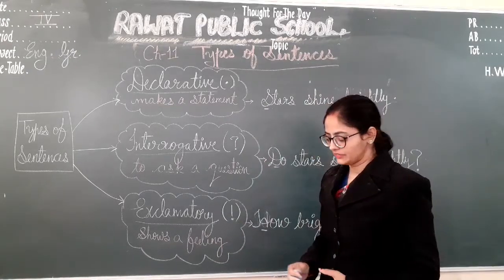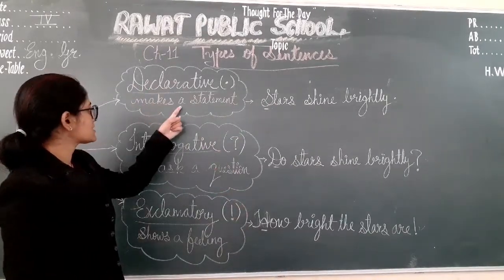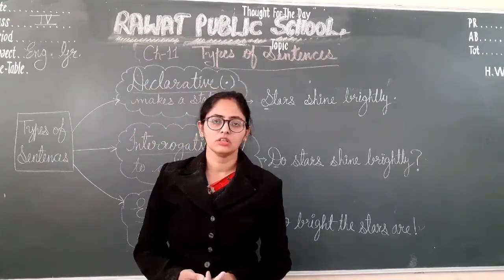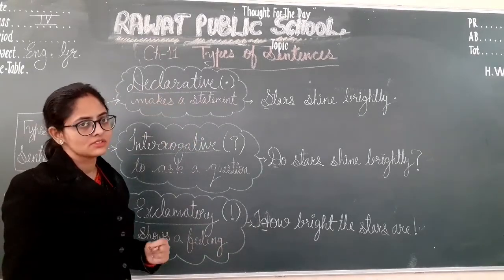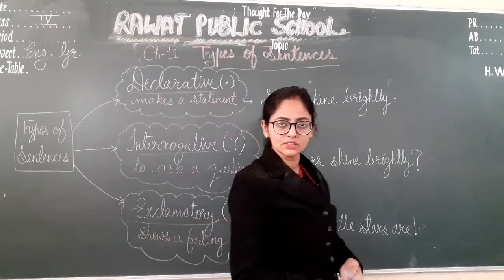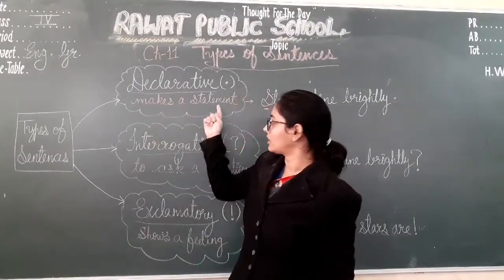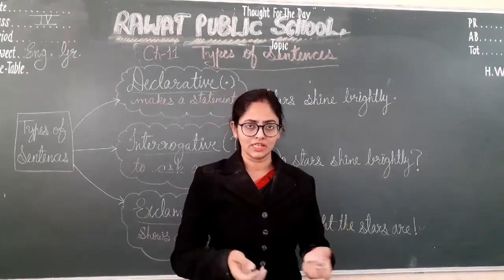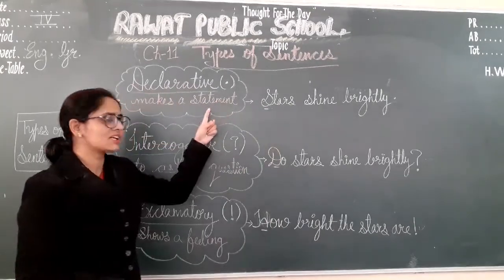First is declarative. When we use this type of sentence, it makes a statement. Commonly what we are speaking or talking, that all is known as declarative sentences. जो भी हम normal commonly बातें करते हैं, that all are the declarative, that all are the statement. I am talking to you, मैं अभी बोल रही हूँ, तो मैम commonly use sentence use कर रही है. So these all are declarative sentences or statements. We can say the statement also.